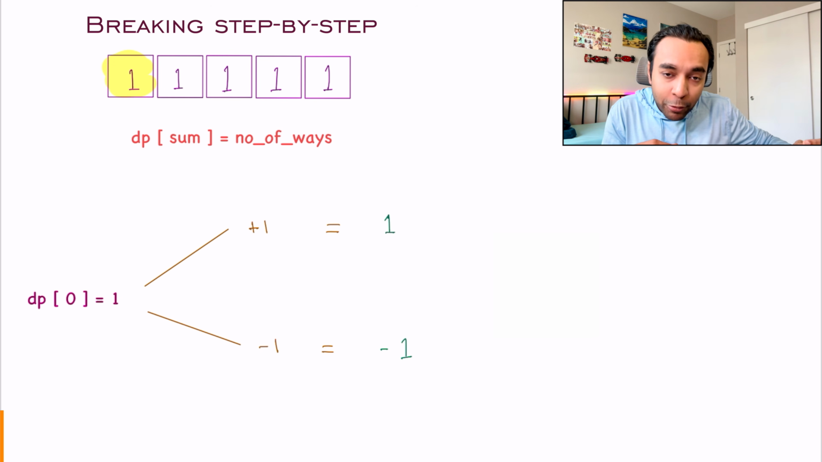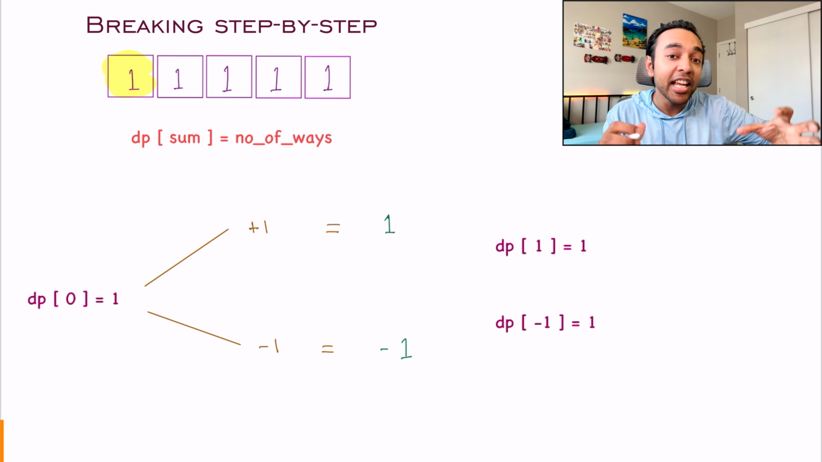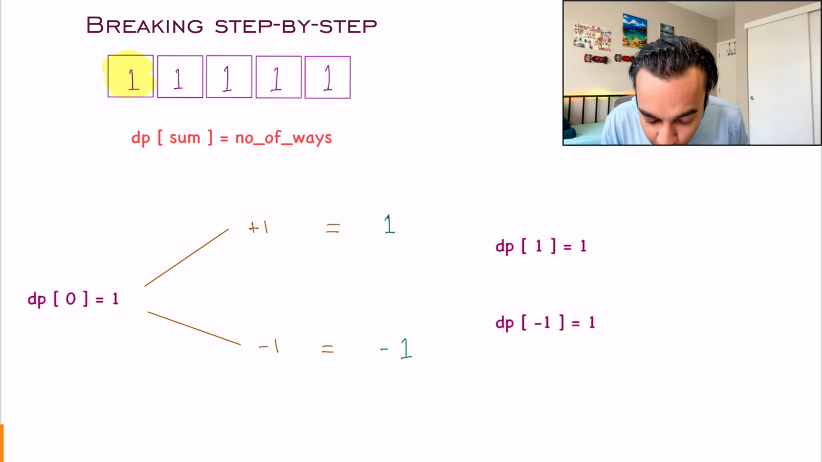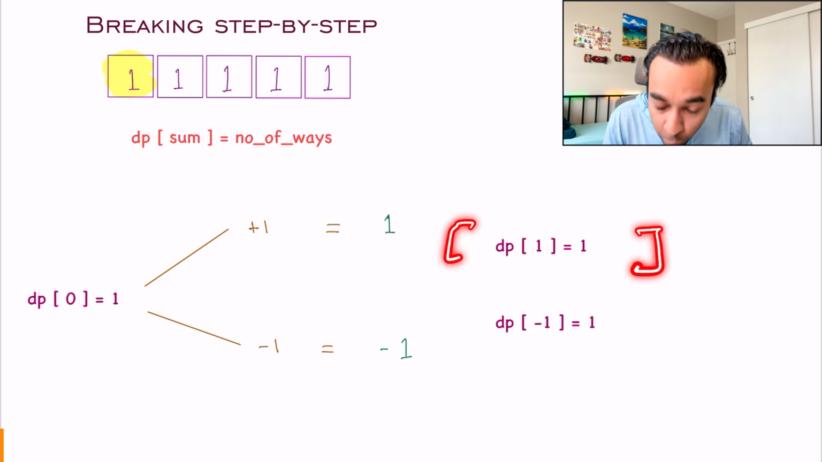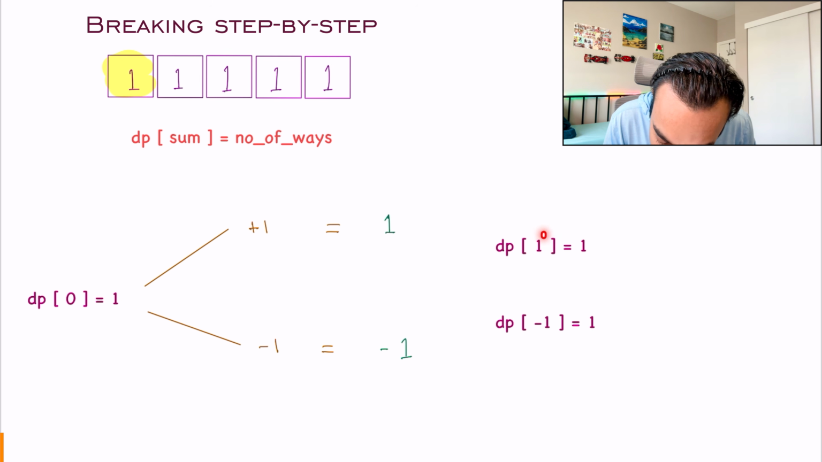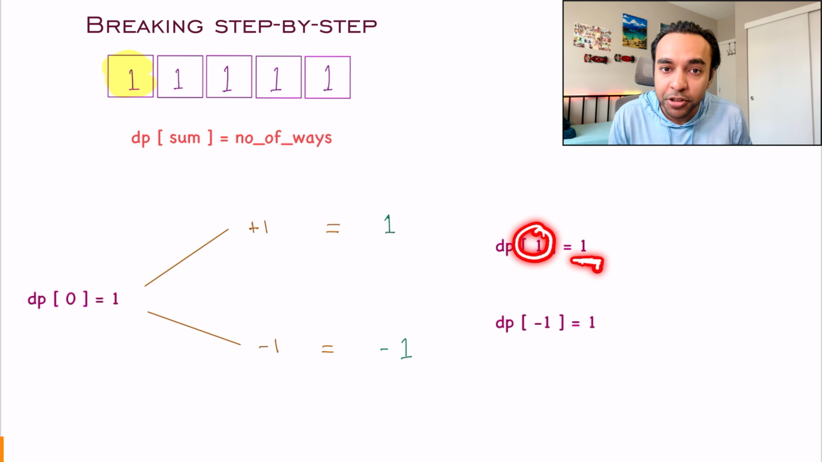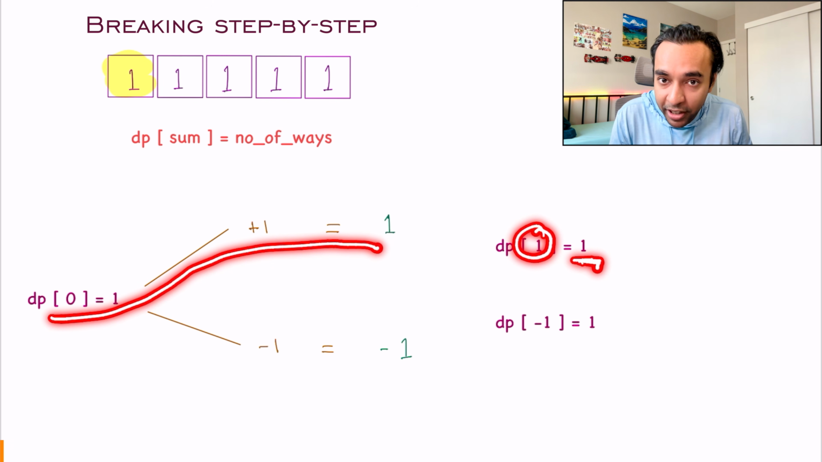So what I will do is I will now create a new DP array. And this DP array will store the same information. So I have DP1 equals to 1. It is telling me that to get a sum of 1, one way is possible. And what was that way? This was the way, correct?